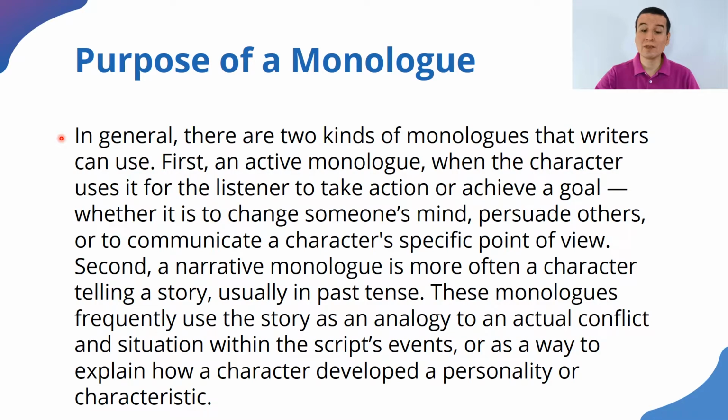In general, there are two kinds of monologues that writers can use. First, an active monologue, when the character uses it for the listener to take action or achieve a goal, whether it is to change someone's mind, persuade others, or to communicate a character's specific point of view. Right, that's the first purpose, let's say, to convince somebody of something or to get them to take some action.